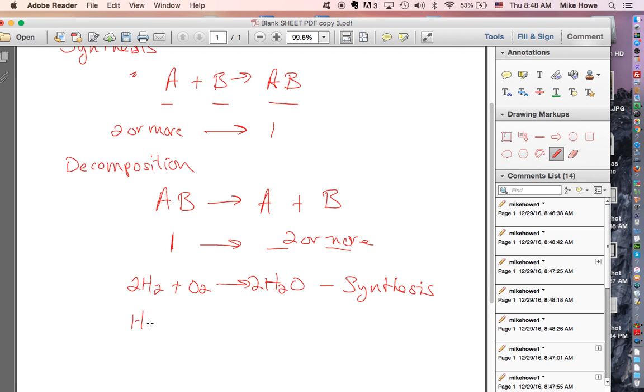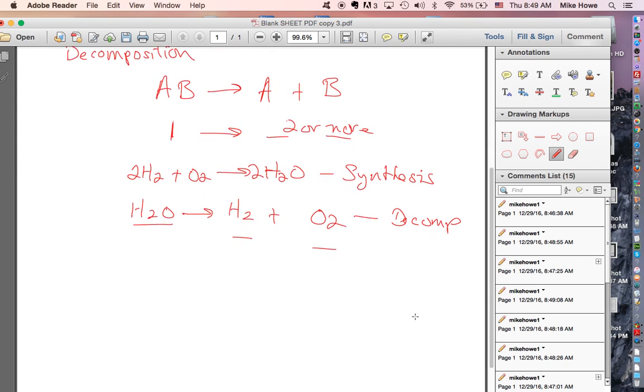All right. But the other way around, if the H2O comes apart to make H2 and O2, now I've got a decomposition because I've got one thing here turning into two things. So those are the first two of the five reaction types.